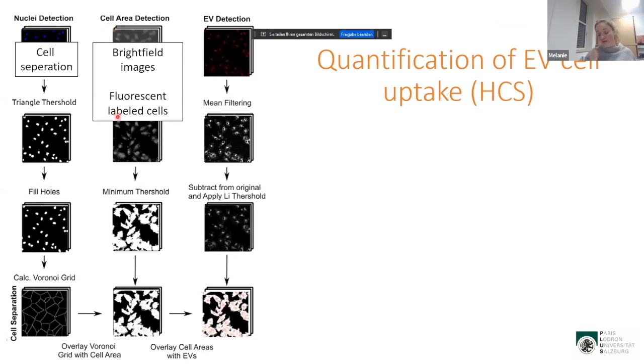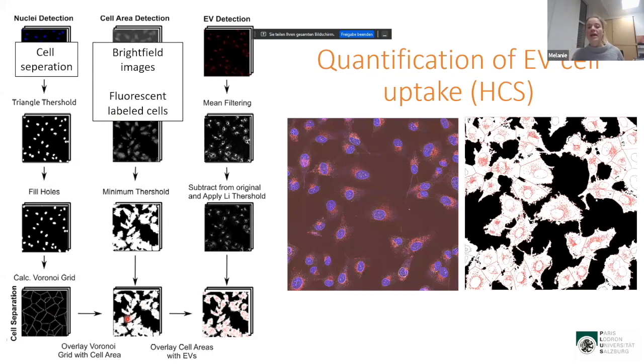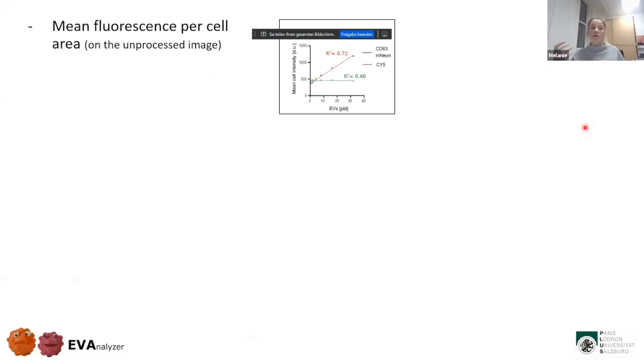And then if we want to separate our cells, we also have to stain the nucleus. And with the help of the nucleus, we can form this Voronoi grid, which then separates the cell area into individual cells. With this help, we can get from this input image into this image, which is the control image that is generated by the EVAnalyzer.